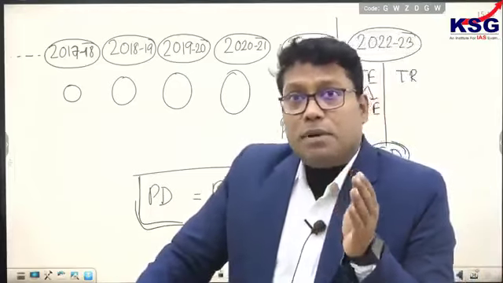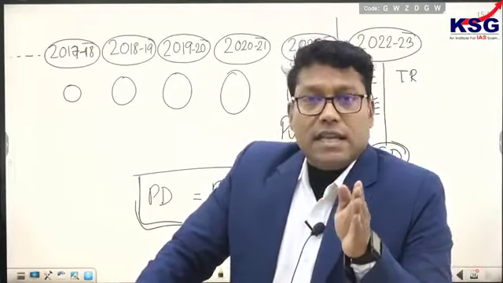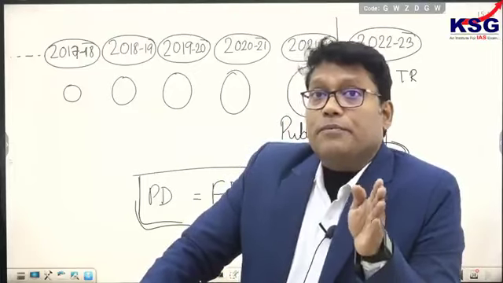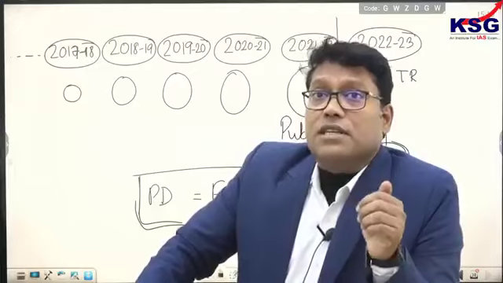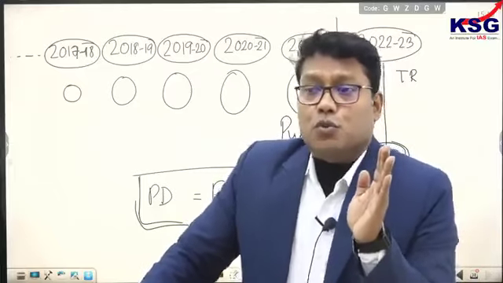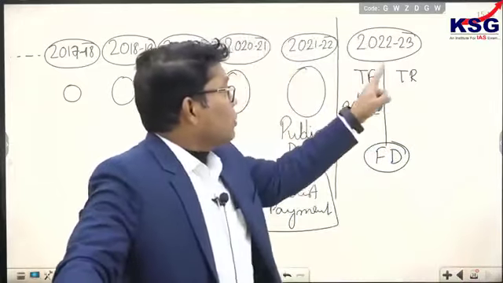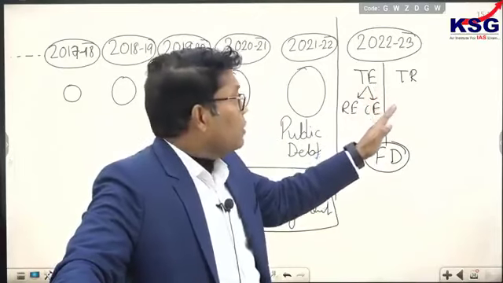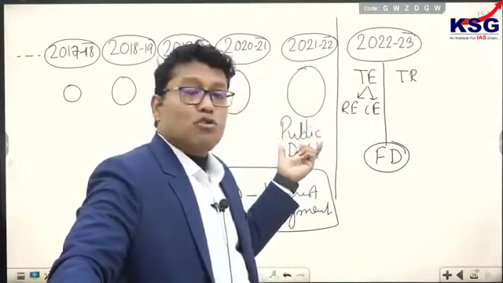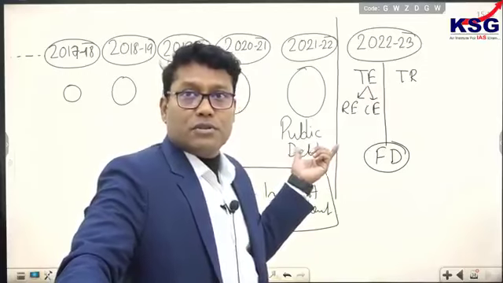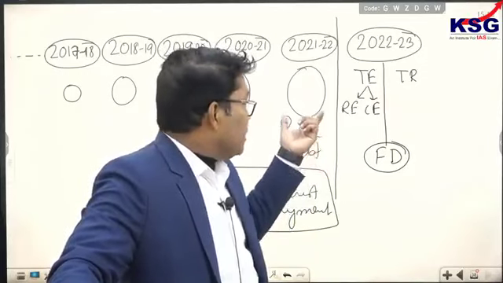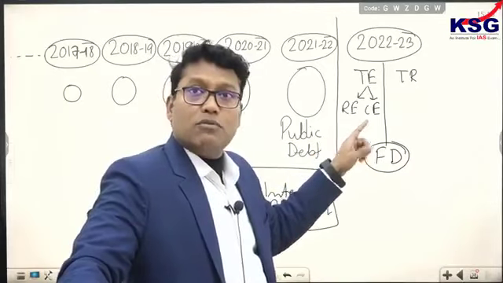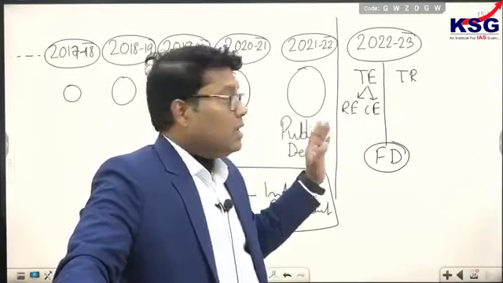Why? Because this public debt is accumulated due to the previous years' fiscal policies. The fiscal policy implemented in this year has not contributed to this amount of public debt. So the interest you paid on this public debt in this year is the outcome of the previous fiscal policies. Yes, true.